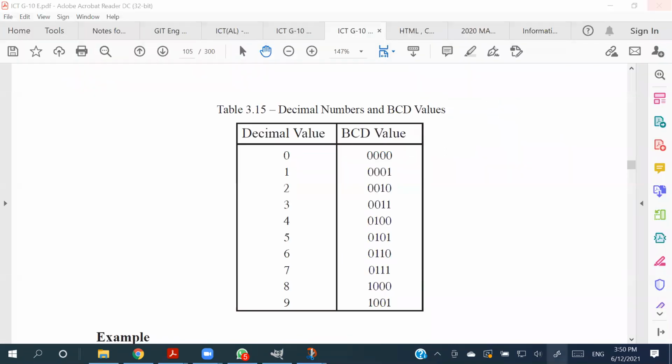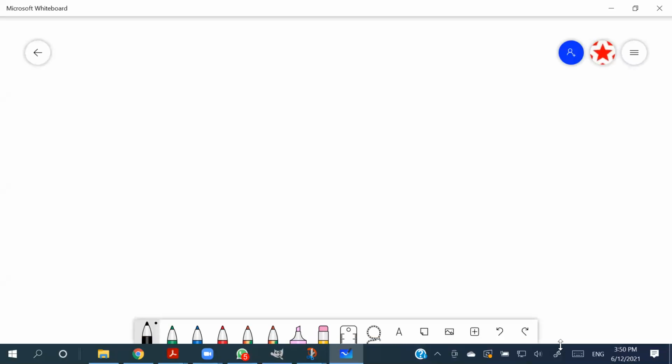So later, we take those 8 bits and give the combination to represent the 37. Right? When we are asked to represent 37, we write 0011 for the 3 and 0111 for 7. Right? So we write it.